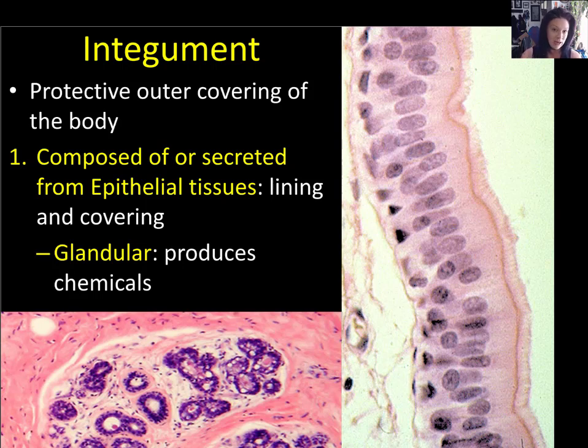Epithelial tissues line the insides of organs or cover the outer surfaces of the body, or any part of the body that's exposed to the outside environment, such as the surface of our tongue, our cheeks, or the lining of our throat. Remember that glandular tissue is a specialized kind of epithelial tissue, frequently made up of simple cuboidal epithelium, and it's responsible for producing chemicals, things like saliva or sweat or oils.